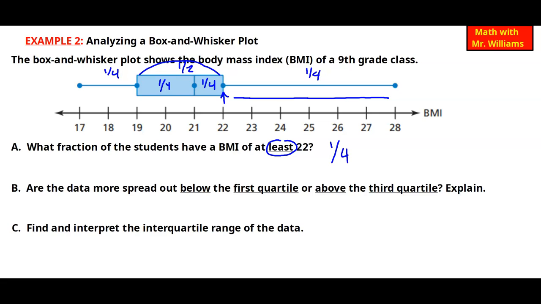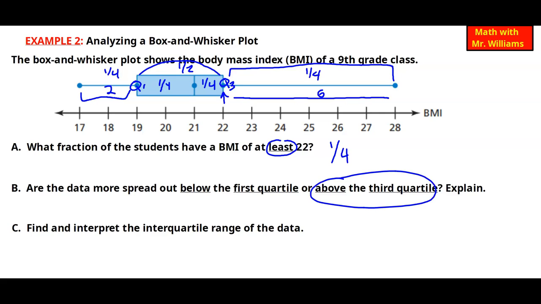Are the data more spread out below the first quartile or above the third quartile? Well, here's Q1 right here, and here's Q3. So are the numbers more spread out below it, which looks like 2 spaces, or above it, which looks like a lot more than 2? We have 1, 2, 3, 4, 5, 6 spaces. Well, it looks like the data is more spread out above the third quartile.